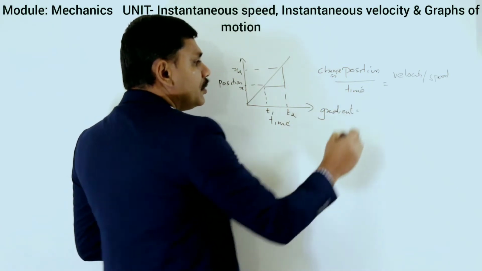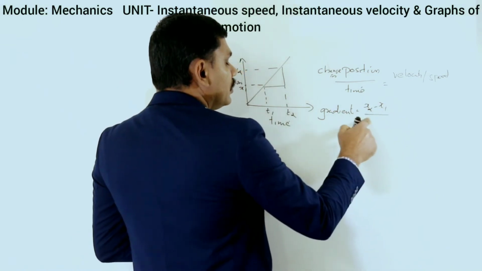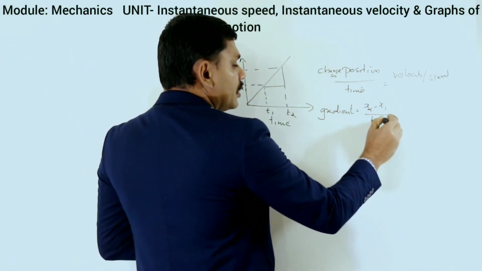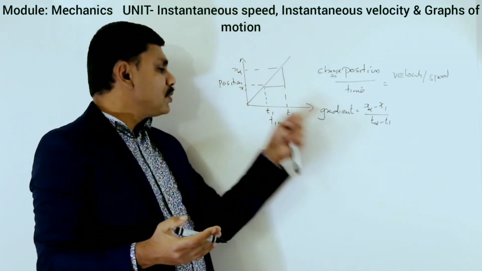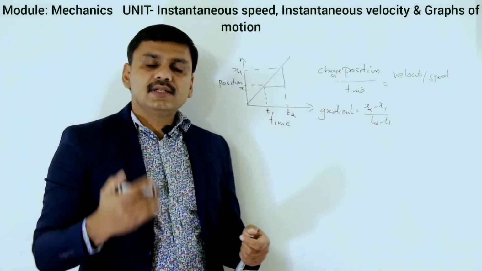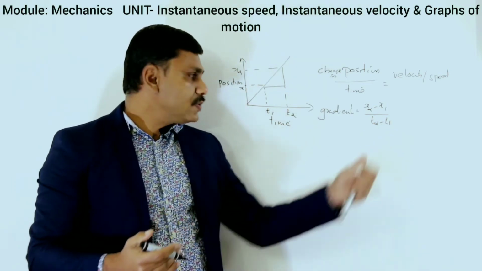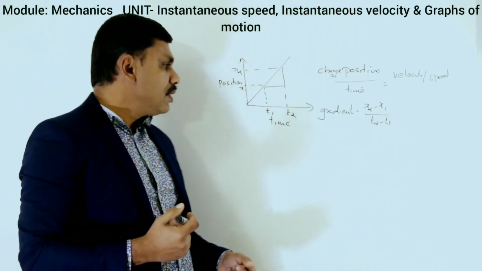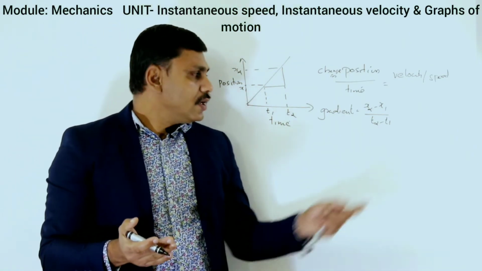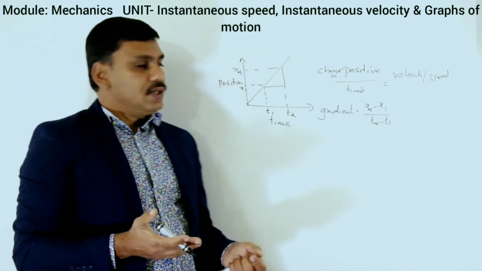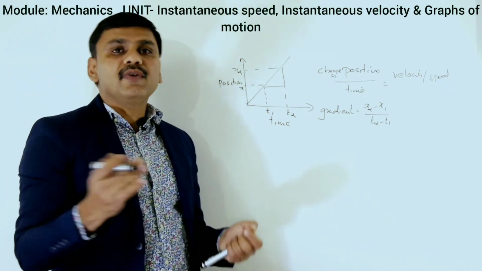Gradient of the graph is equal to change in y divided by change in x, that is x2 minus x1 divided by t2 minus t1. So x2 minus x1 means change in position, and t2 minus t1 means change in time. So the gradient of this graph gives velocity or speed, because it is change in position divided by change in time. So the gradient of a position time graph is speed or velocity.